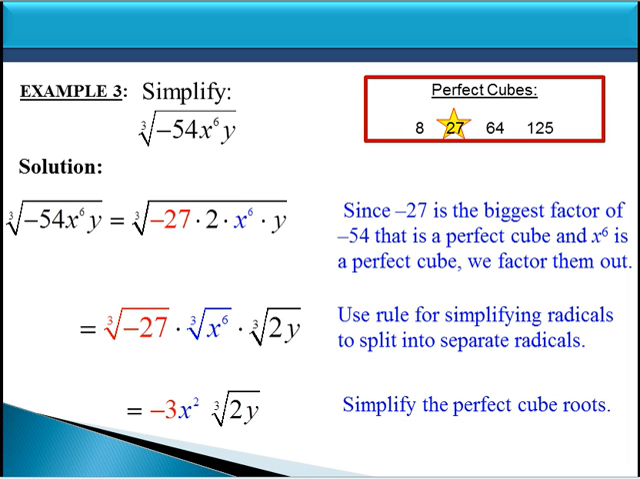And notice that there are no longer any perfect cube factors underneath the radical. And that's what we were looking for. So now this is simplified.